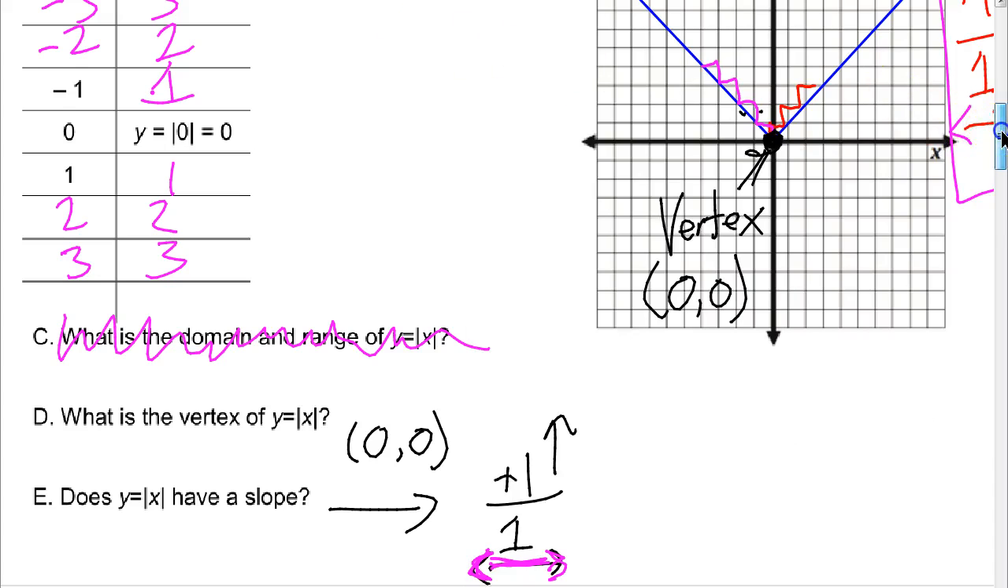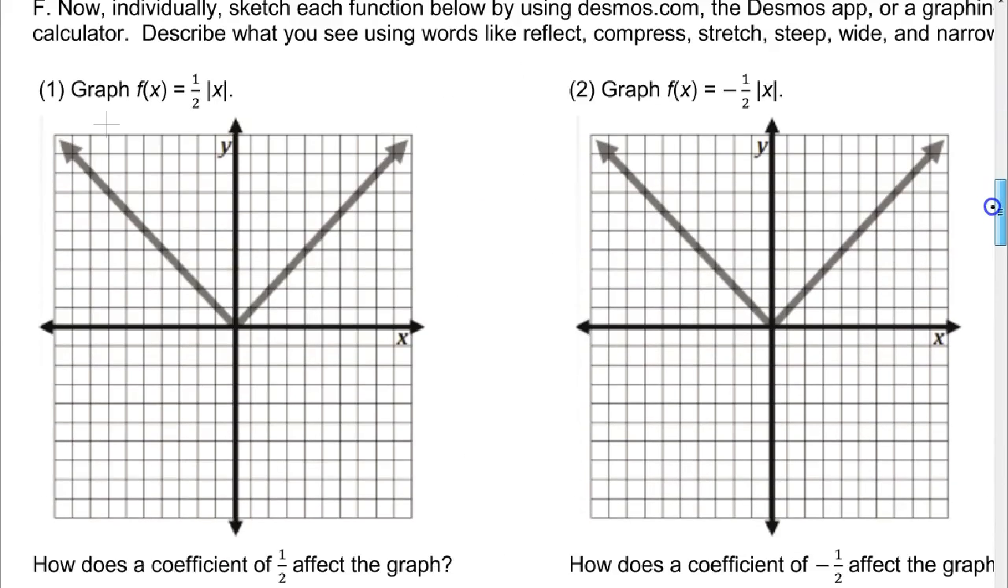So when you go over to page 2, flip it over, you can see we have some graphs that already have a graph on there. That black graph is the absolute value of x. And what we're going to do is graph these other ones on top of it that have various different numbers like 1/2. This one has a negative 1/2. And see how does that change the graph.